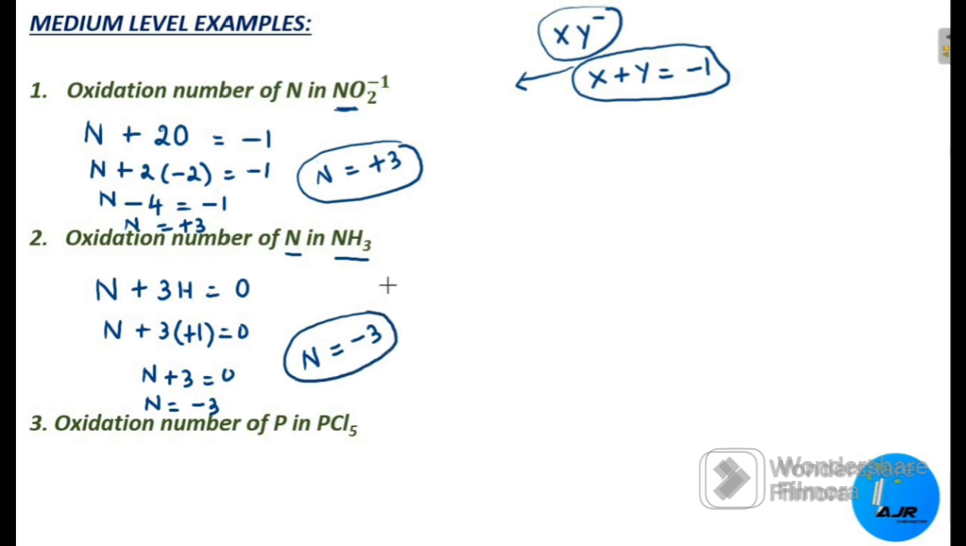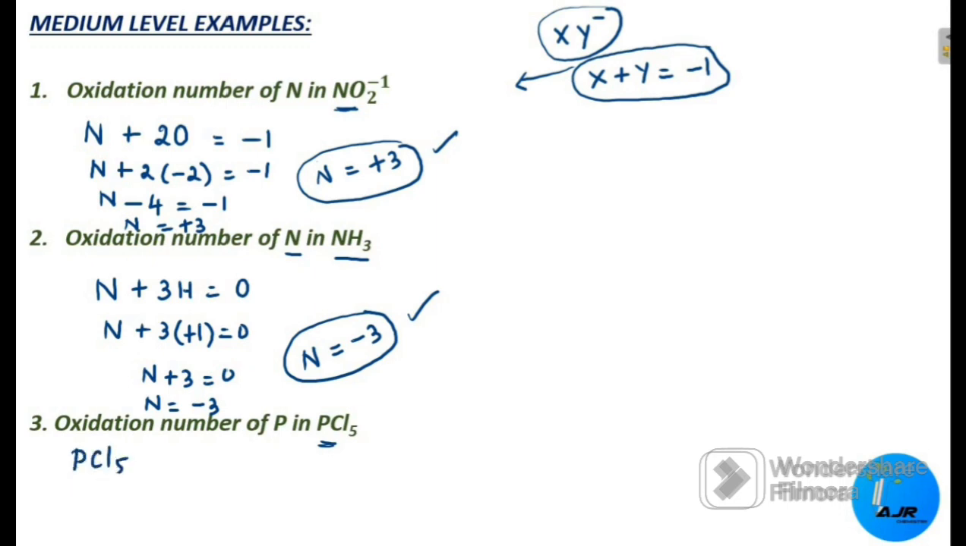Okay. See here, nitrogen is having plus 3 in this case. Nitrogen is having minus 3 oxidation state in this case. Is it not? Next, oxidation number of phosphorus in PCl5. Okay. So it's a halogen compound. Is it not? So now PCl5.